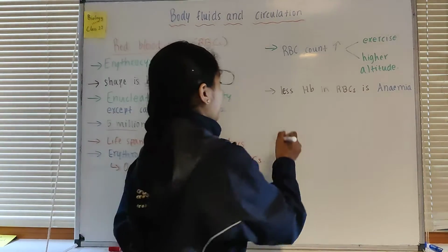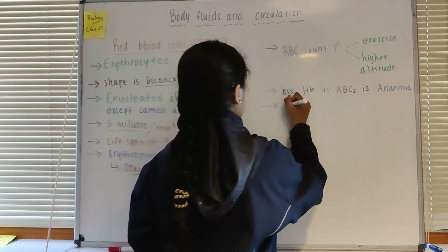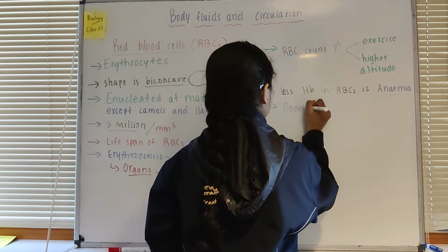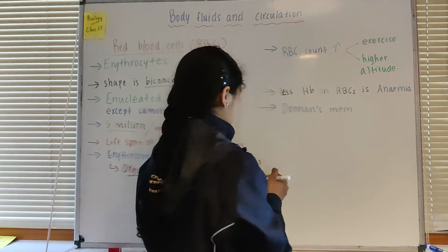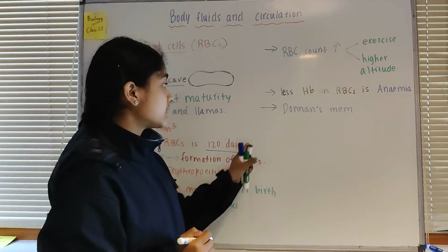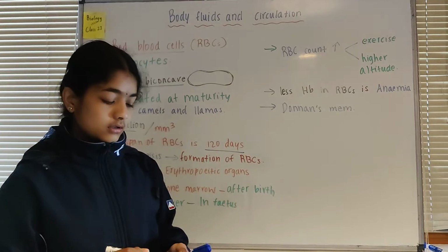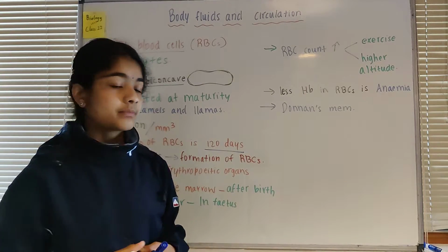Now, the membrane of the RBC is known as Donnan's membrane. Donnan's membrane is the membrane of RBC. This is the term that we give to the membrane of the RBC.